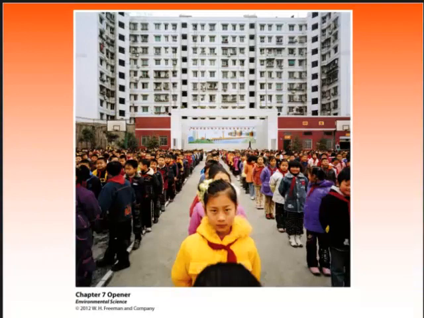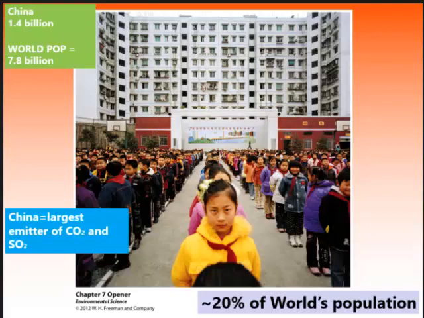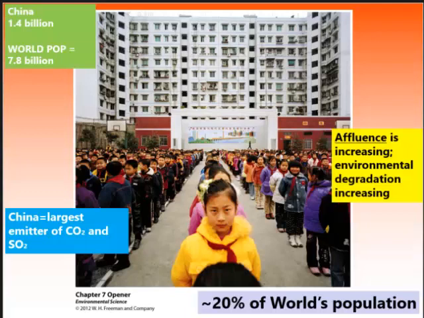So this is obviously going to introduce us to China. China is the world's most populous country right now. They have 1.4 billion people. Remember that the world population is almost 7.8 billion, so they represent almost 20% of the world's population. And they're the largest emitter of carbon dioxide and sulfur dioxide. You'll learn the importance of that soon.